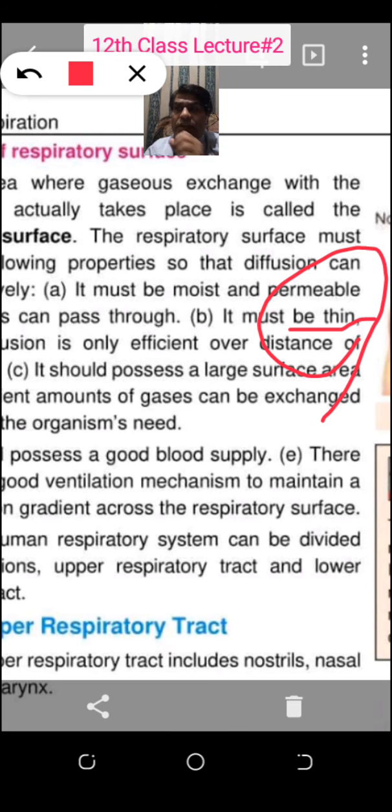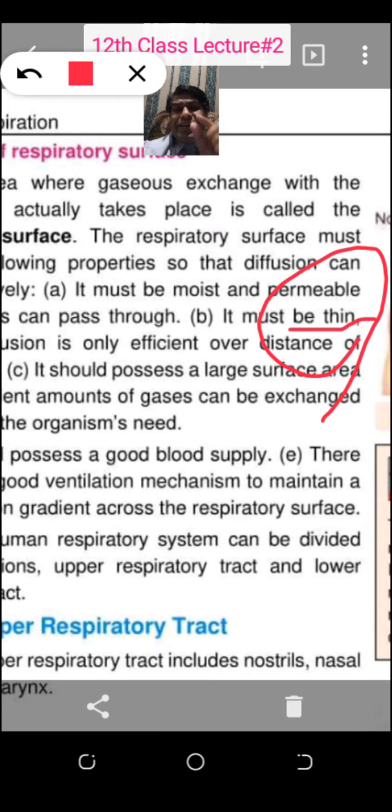Now the point is, look here, if this wall is thick, the gas will consume more time to move across. If this wall is thin, the gas will go easily to the outside. Similarly, I can give you examples. A thick wall will consume more time for the gas to go into the capillary.